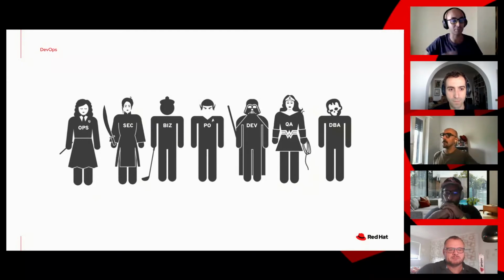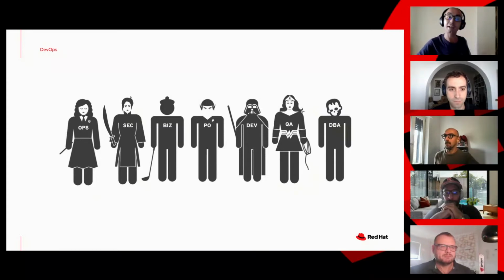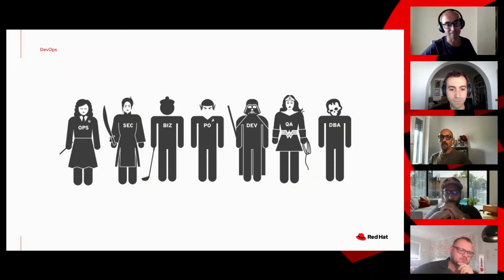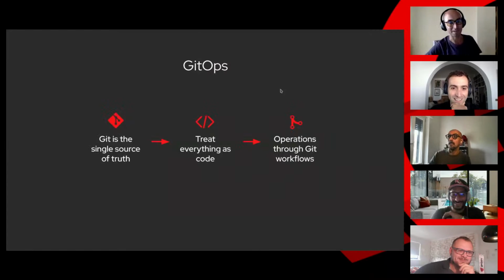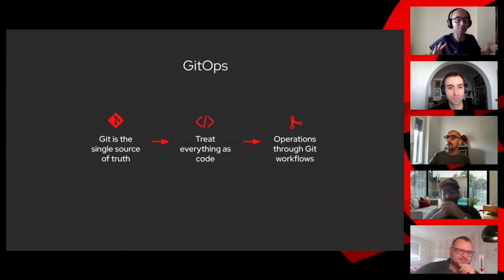And when I say the whole organization, I mean the ops, the sec, the biz, the PO, the dev, the QA, and also the DBAs, right? And I'm not saying that the DBAs are zombies. I'm saying that the DBAs love working with dev, okay? So everyone needs to be in the DevOps. But what happens? DevOps is just a methodology. We need to find a way to implement it. And I think that one great way to implement DevOps is using GitOps.